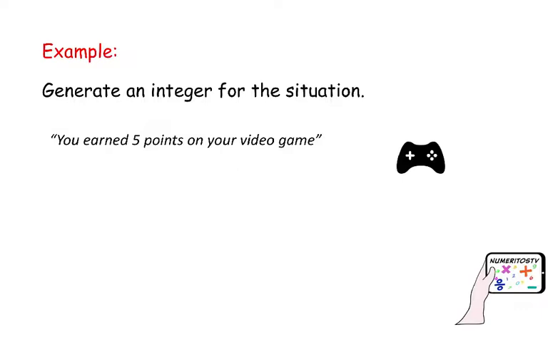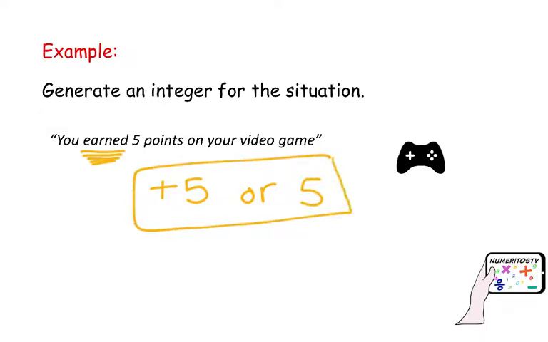What about this one? Generate an integer for the following situation: you earn 5 points on your video game. Suppose that you're playing a video game and you're earning points. Here the keyword will be earn. If you earn points, that means that you're gaining points, that you are adding up those points. So that can be used as a positive integer. You can use plus 5, or when you have a positive integer, it's not necessary to put the plus, so it's simply 5. So 5 or plus 5 will be the integer for this situation.